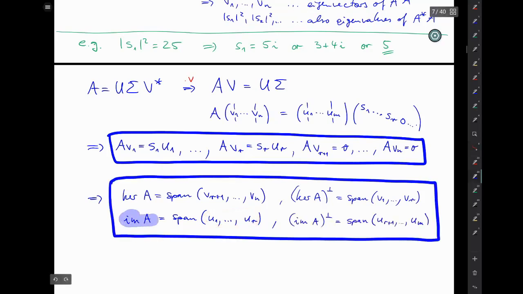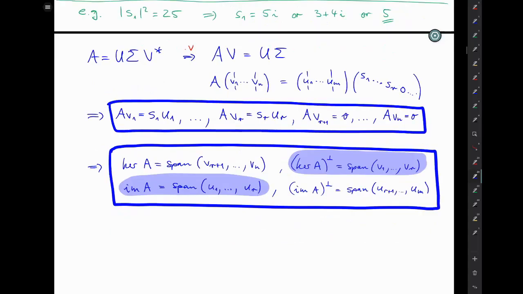And now here and here you recognize two subspaces that are very important in the construction of the Moore-Penrose pseudo-inverse. And that's exactly why the singular value decomposition of A can be very handy if you want to write down the Moore-Penrose pseudo-inverse.